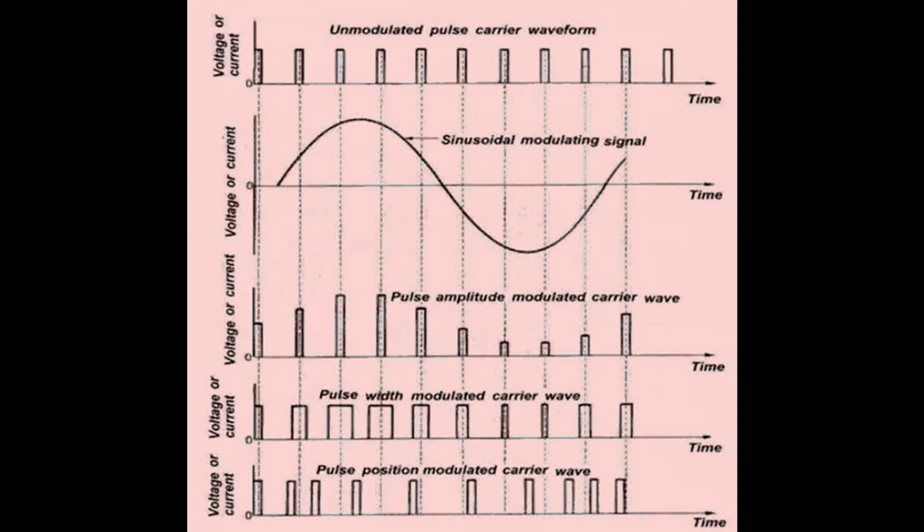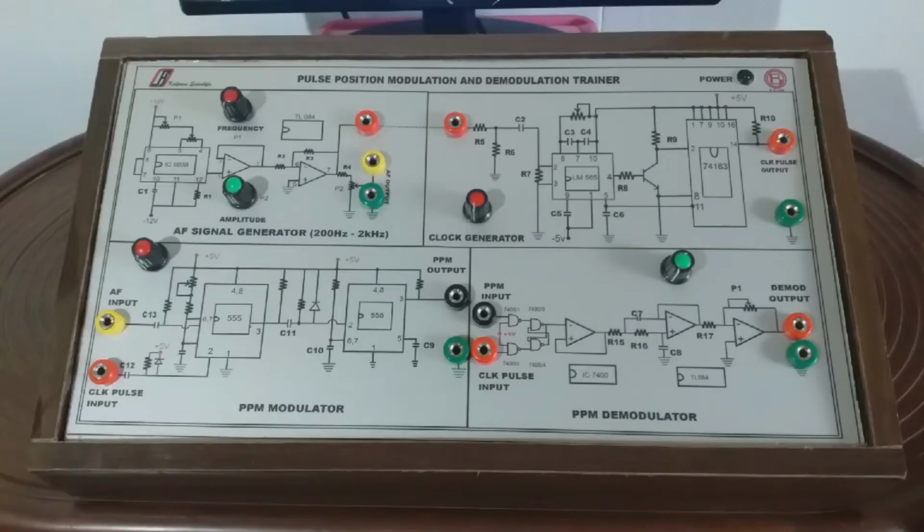Hello viewers, today we are going to perform the experiment of pulse position modulation and demodulation technique, which is generally used in digital communication system. In this technique, the position of predefined carrier pulse are modulated or varied in accordance with the amplitude of modulating or message signal. We are going to perform this experiment with the help of a trainer kit.